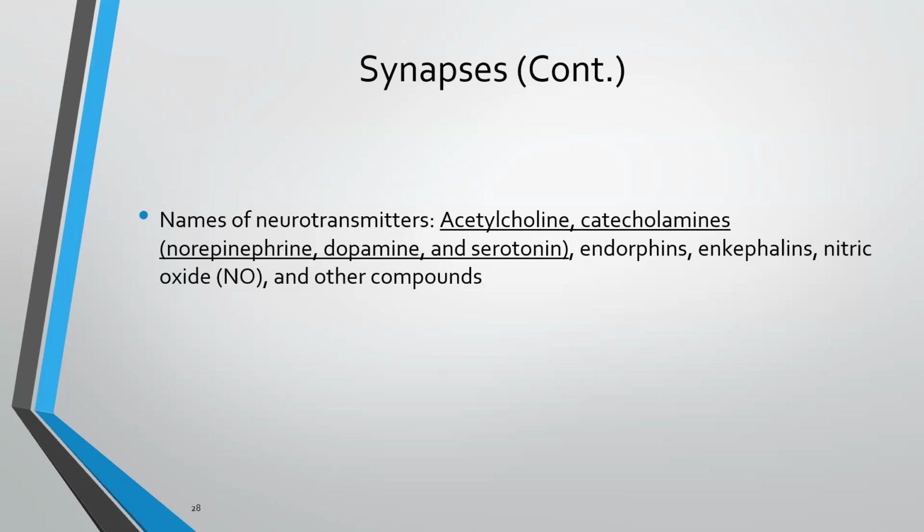So you have your acetylcholine, which is released at some of the synapses in the spinal cord and at neuromuscular junctions. Your norepinephrine, dopamine, and serotonin belong to a group of compounds called catecholamines, which may play a role in sleep, motor function, mood, and pleasure recognition. And then you have 2 morphine-like neurotransmitters called endorphins and enkephalins, and they're natural painkillers.